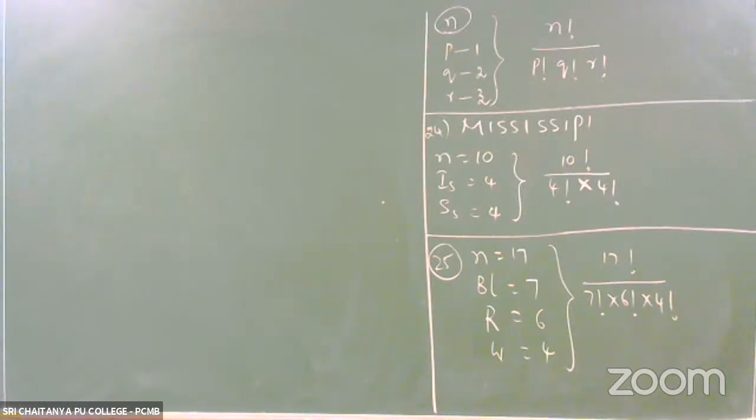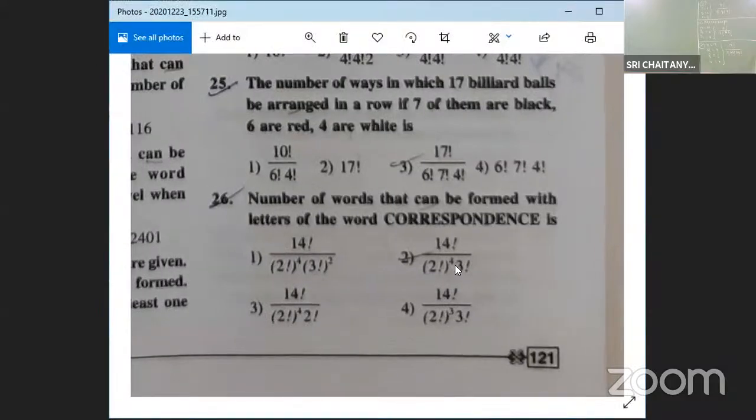Yes, I hope you have copied up to 25. Now I am going to share the 26th problem. Number of words that can be formed with the letters of the word CORRESPONDENCE. You can count them. Of course, there are 14 letters. Observe. So 14 factorial. Number of E's is equal to 3.